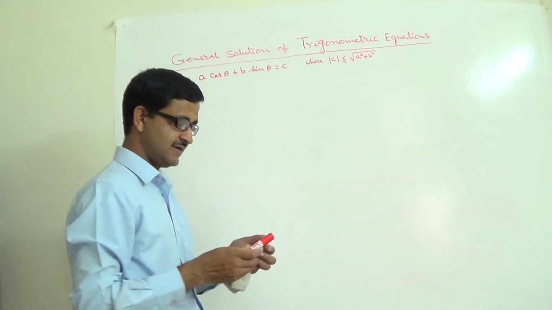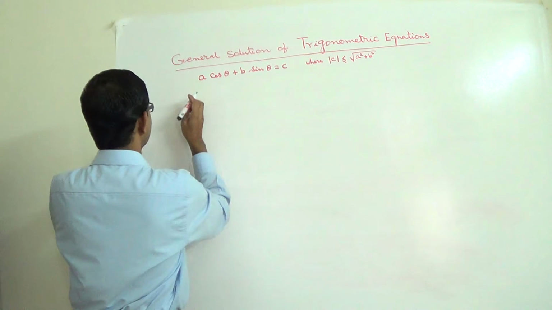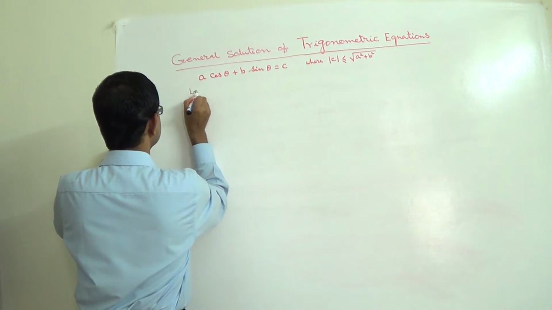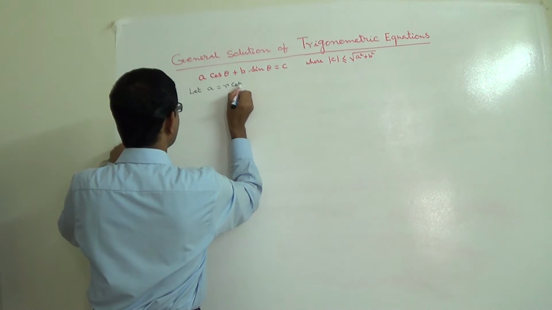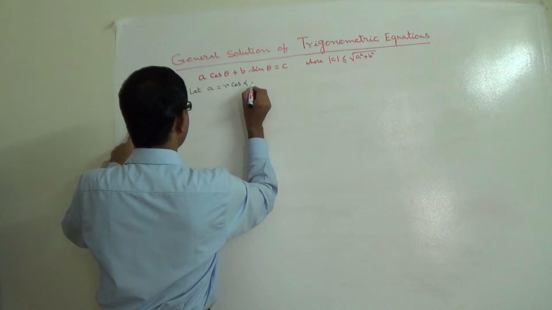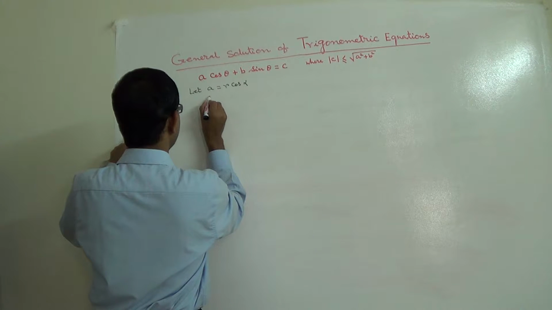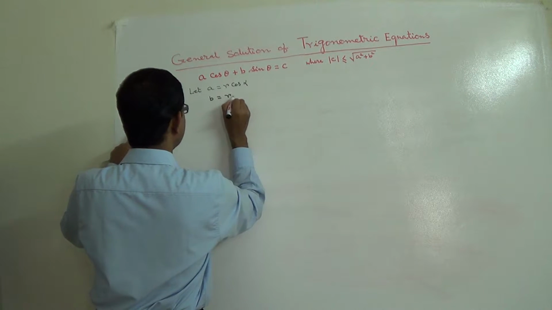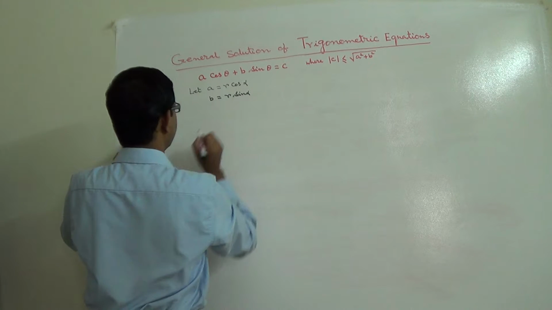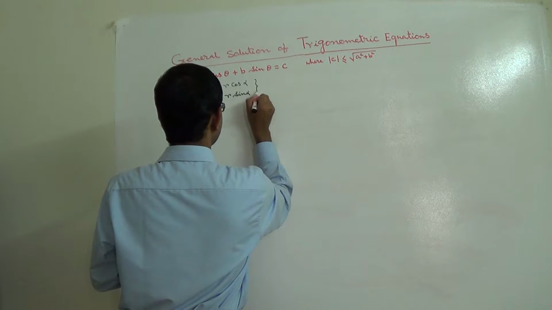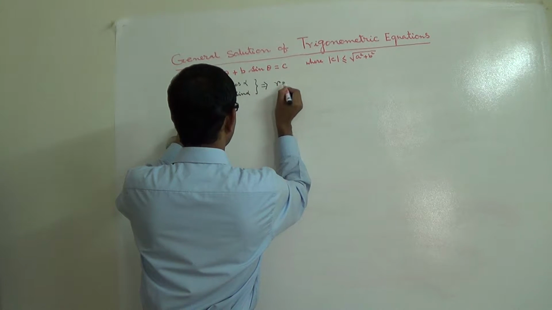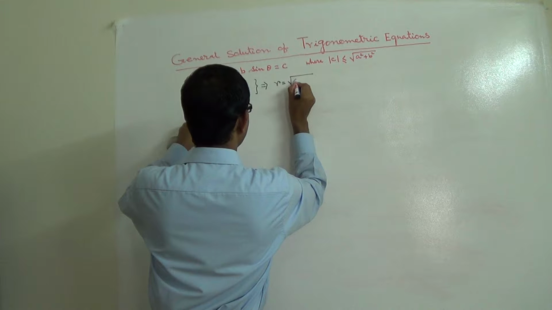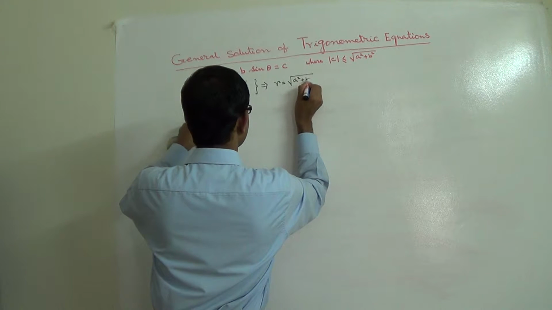Now, we can approach a similar kind of translation here to find a solution. Let's see what that is. We will assume that a equal to r cos alpha and b equal to r sin alpha. Then by means of these two translations, what do we get? We get r equal to square root of a square plus b square.